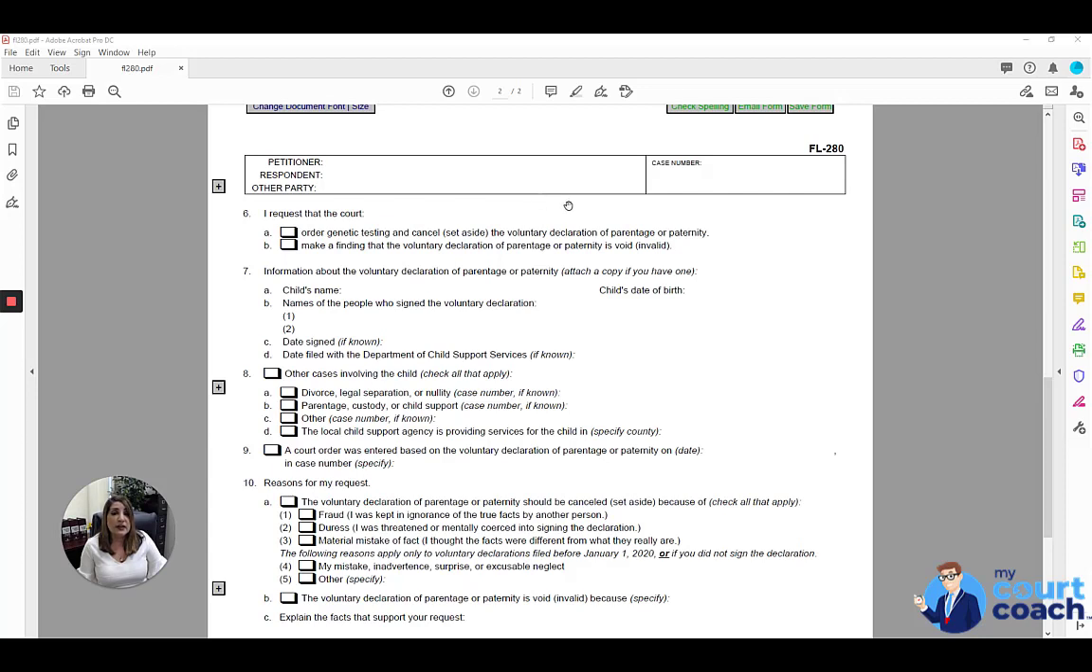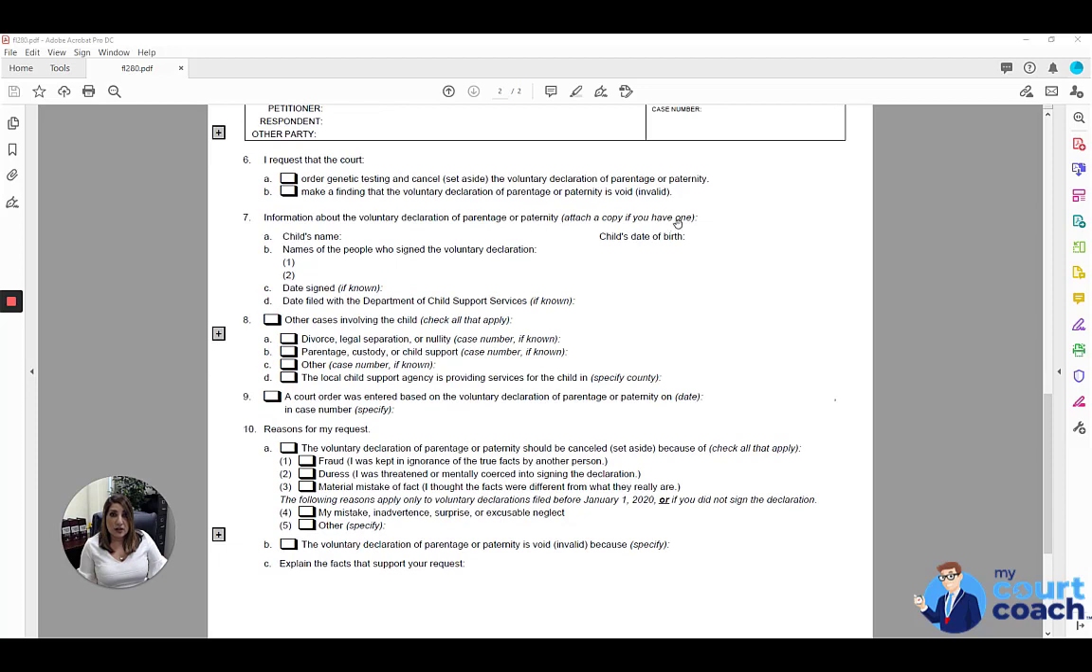It could be void if another person has signed a valid voluntary declaration of parentage. It could be void if the child has a parent through artificial insemination or via surrogacy other than the signatories. It could be void if the person seeking to establish parentage is a sperm or ova donor through artificial insemination. And it could be found void if the person seeking to establish parentage asserts that they are a parent through artificial insemination, but the child was not conceived through artificial insemination. So those are the different instances where a voluntary declaration of parentage could be void.